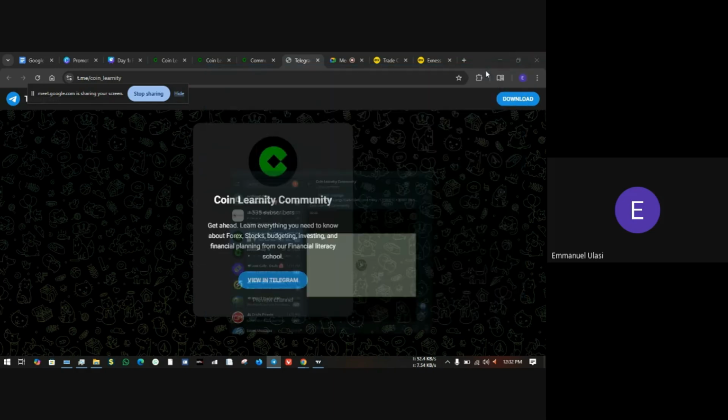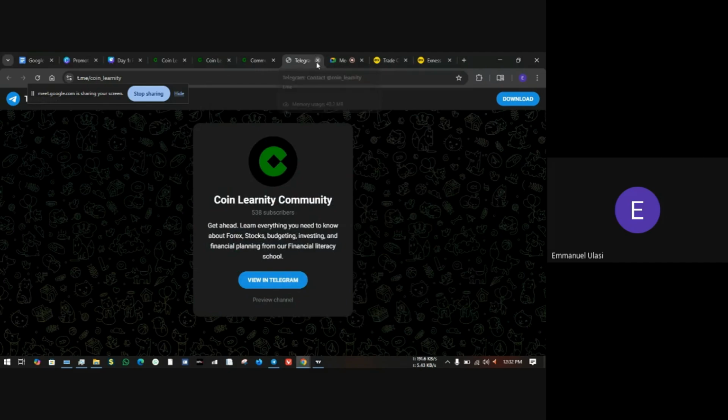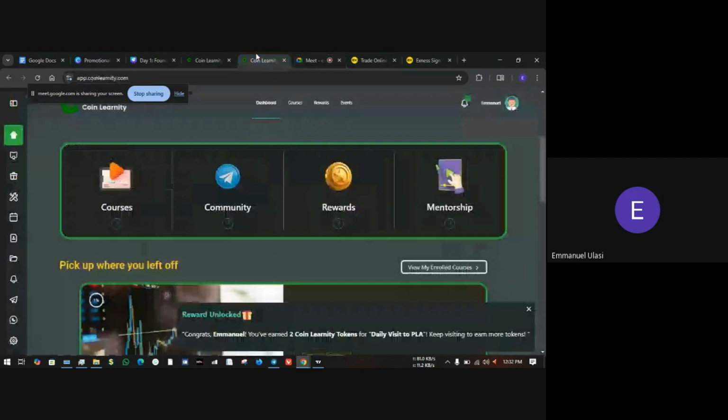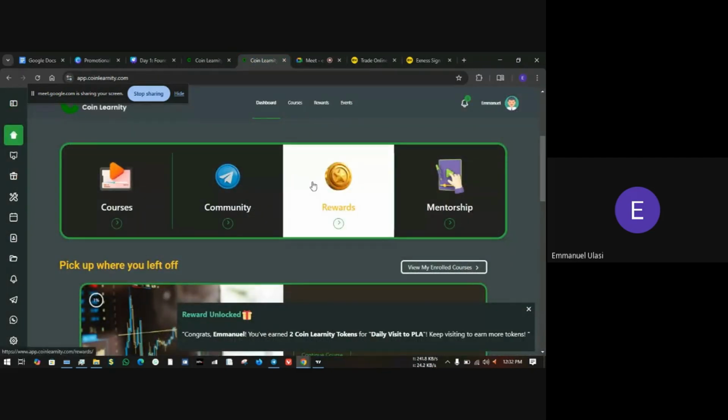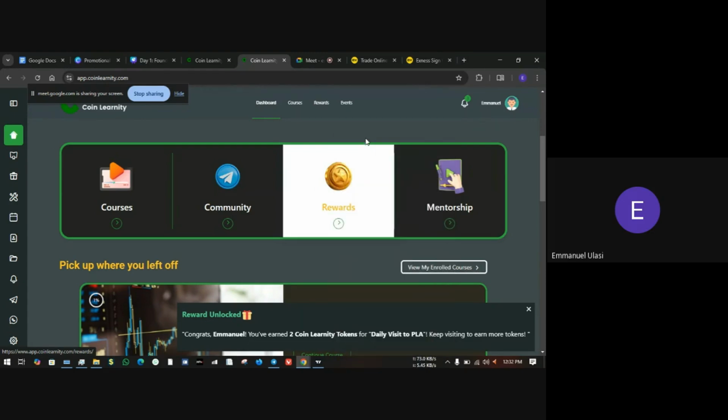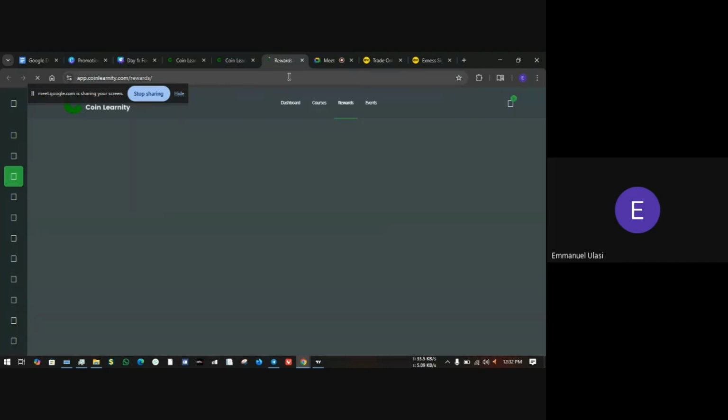And going back to the dashboard once again, we have the next section, which is the reward section. In this reward section, this is where we reward our users for engaging with Coinlenity. Now, how do we do that? We reward you with tokens for watching the videos available in the rewards section of the personal learning area. So let the reward section load, and I will show you what I mean.